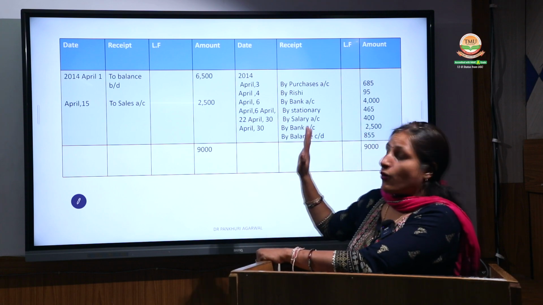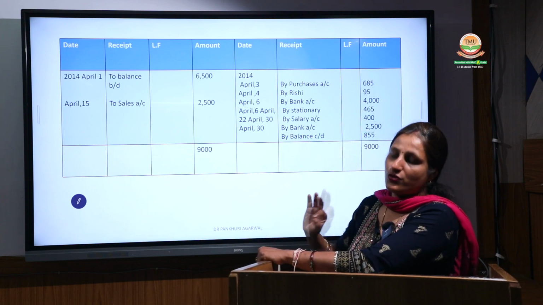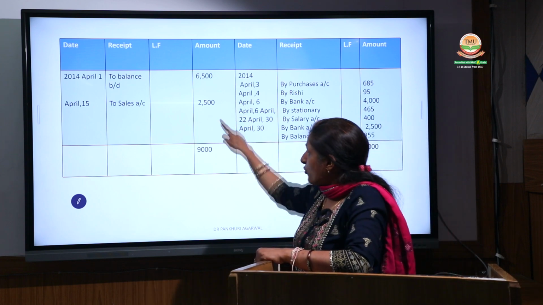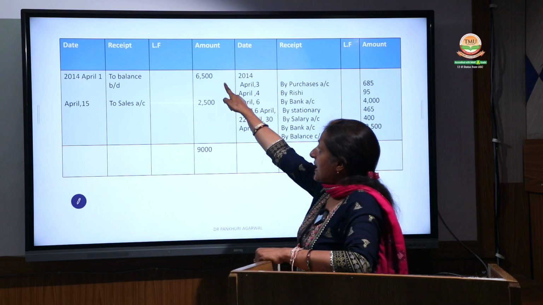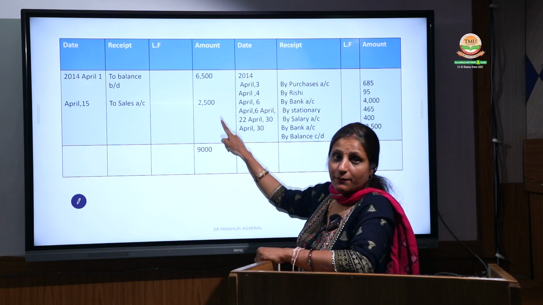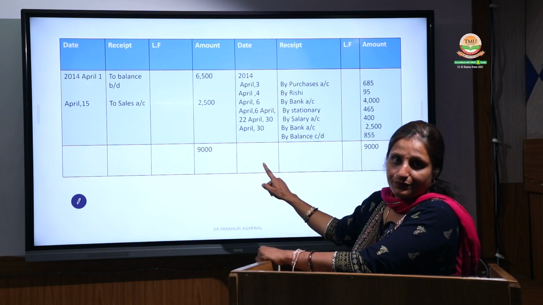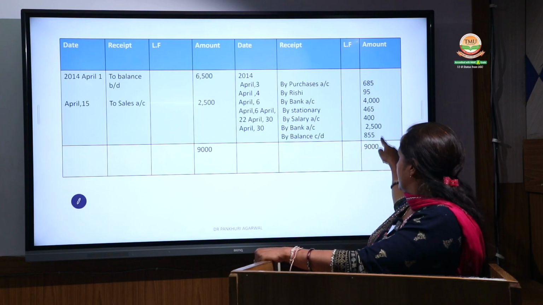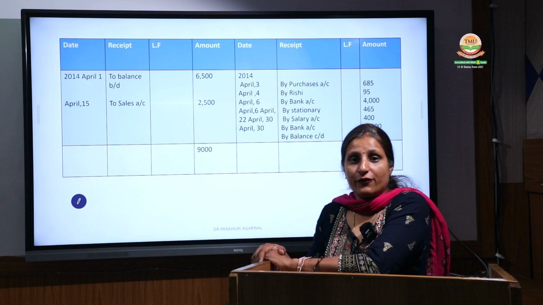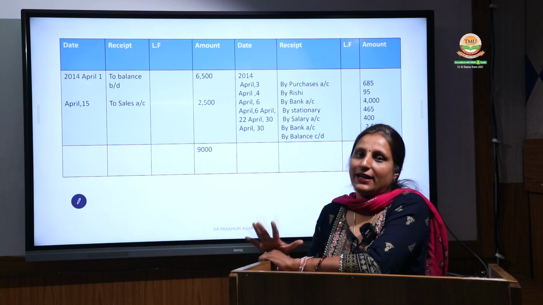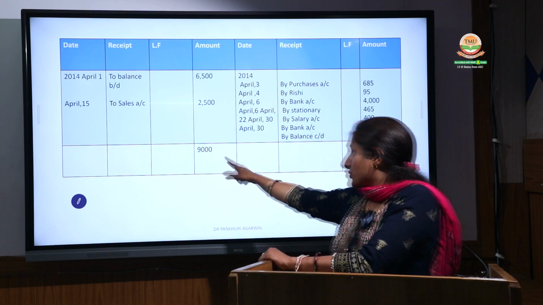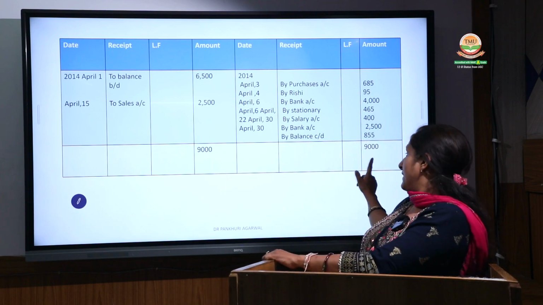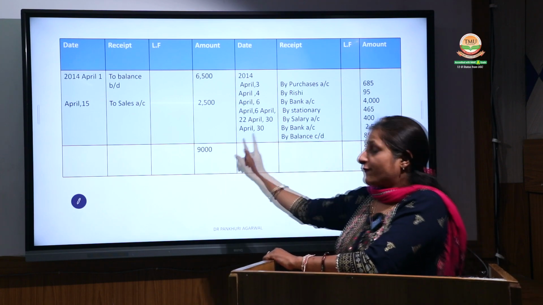Just after posting all the entries in the cash book, you just have to calculate the balance. For example, this side totals become 9,000: 6,500 plus 2,500 becomes 9,000. But on this side, the payments will come 855 less than 9,000. The debit side should always be equal to the credit side. Means the total which is coming on this side will come on this side, and the total which is coming on this side has to come on this side.